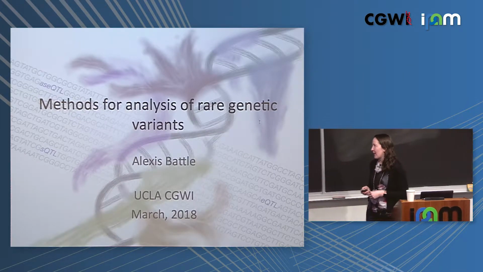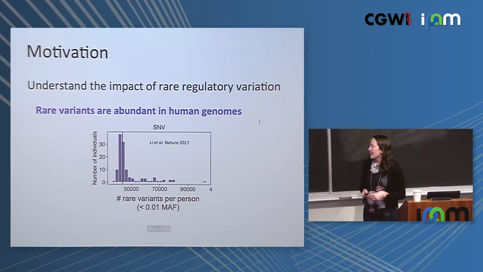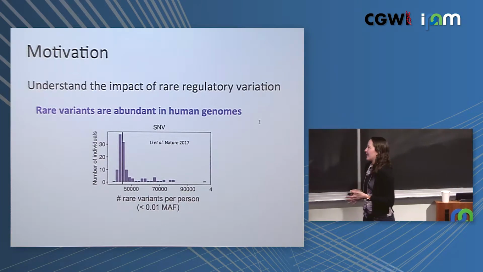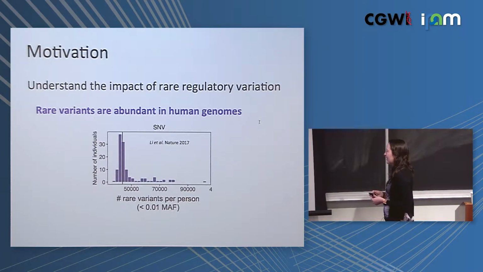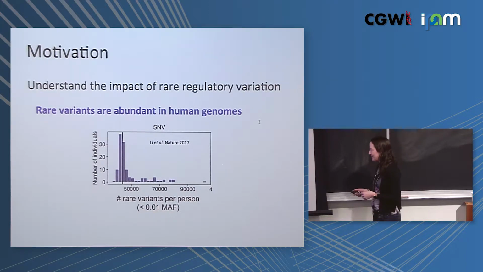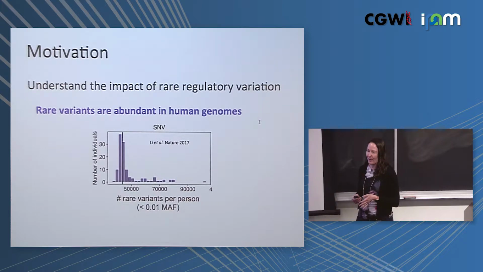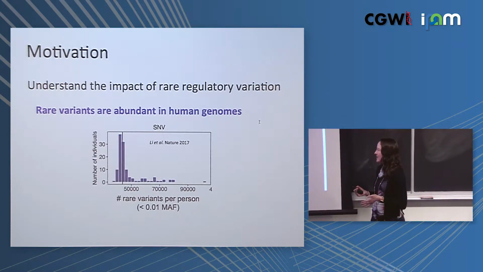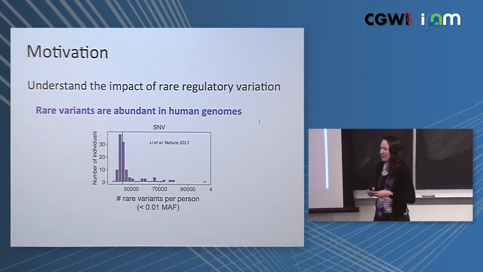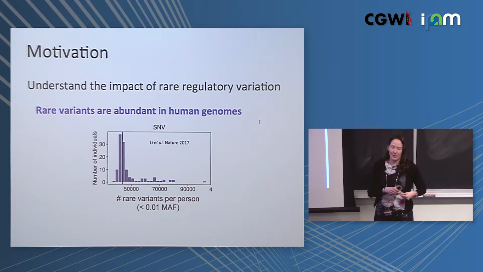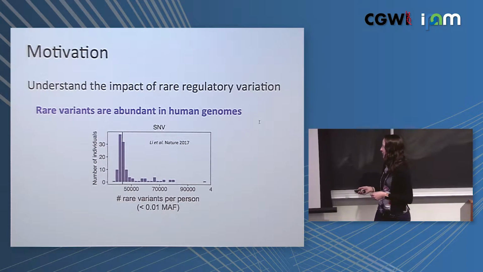So I'll be talking about the analysis of rare genetic variants. The reason it's very important to understand the impact of rare genetic variants is that rare variants are really abundant in human genomes. If you look at any given person and you get whole genome sequencing for that individual, the number of rare variants that you'll find, and here I'm defining rare as less than 1% minor allele frequency, you find tens of thousands of them. So the median you find is about 50,000 rare variants per person. So this is a lot of variants that we currently don't really know how to interpret.